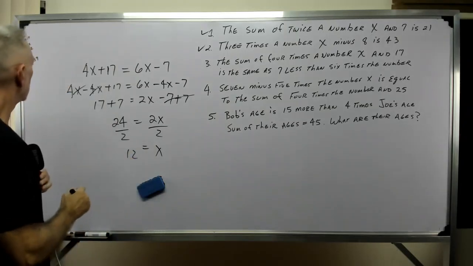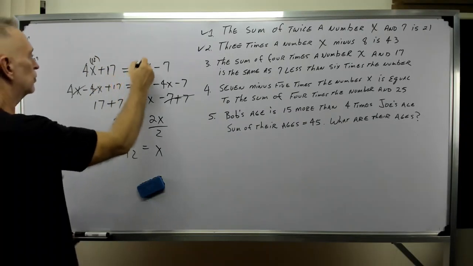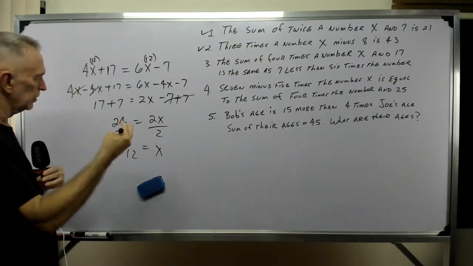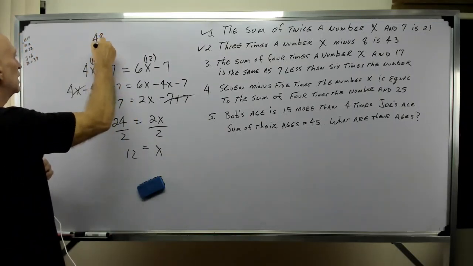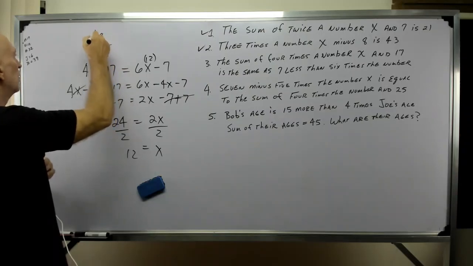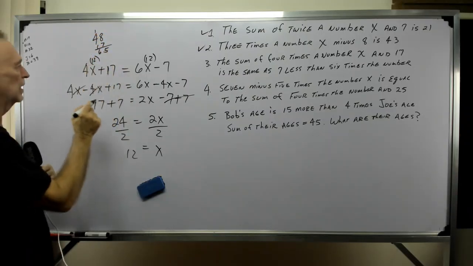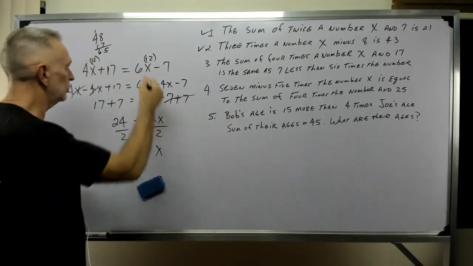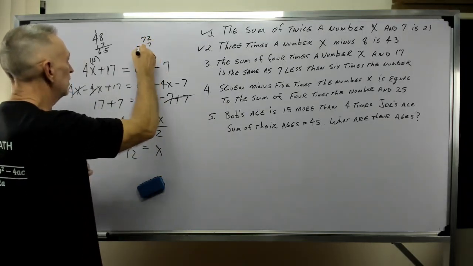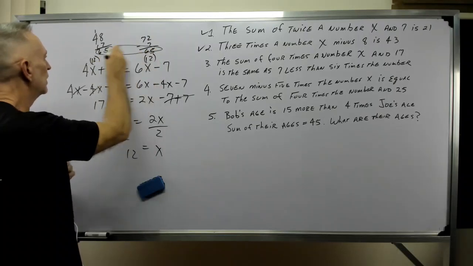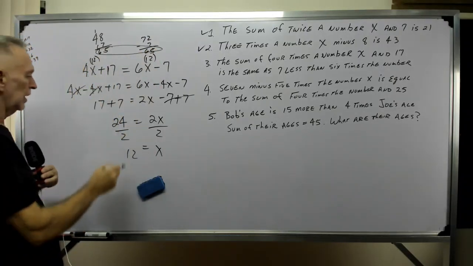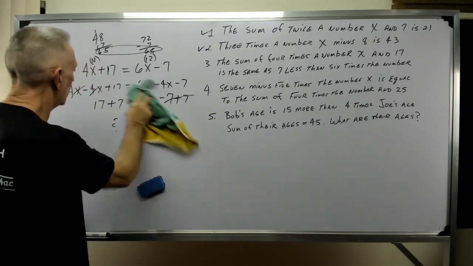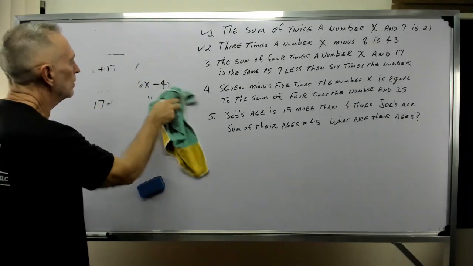Well, let's see. 4 times 12, I put a 12 everywhere there's an x. So 4 times 12, 12, 24, 36, 48, 48 and 17, that's 65 on this side. 6 times 12, 12, 24, 36, 48, 60, 72. So 72 minus 7, hey, 65. So those are equal, so x does in fact equal 12. All right, 3 down.